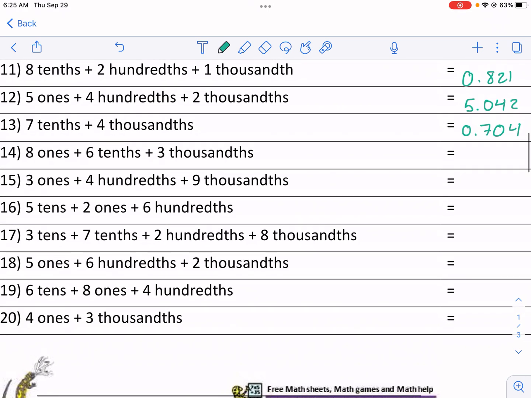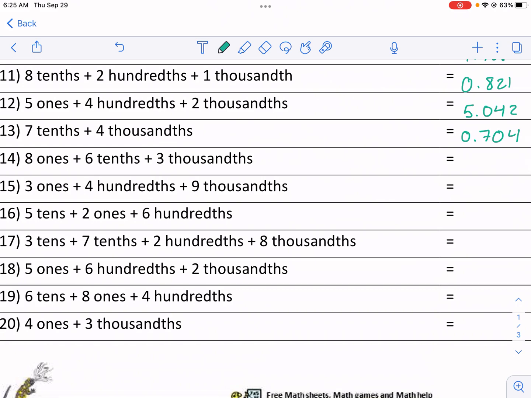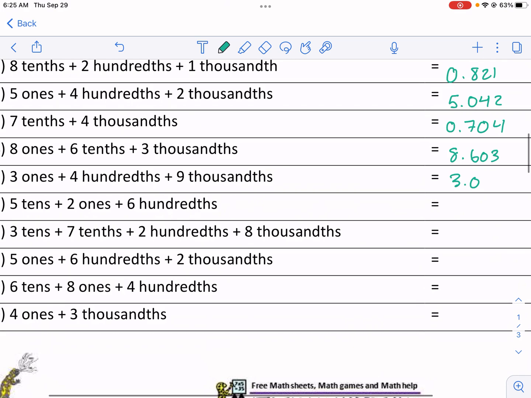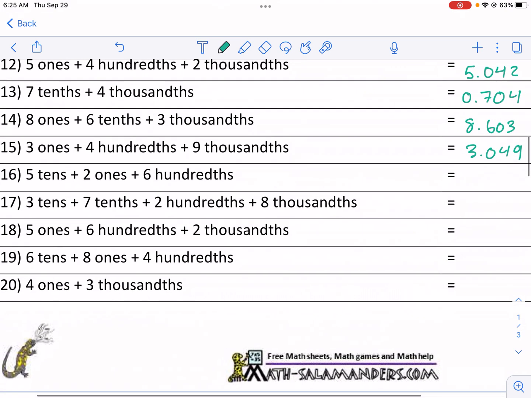I think we'll probably just finish this worksheet up. So for number 14, we have 8 ones, 6 tenths, and 3 thousandths. No hundredths there. Just make sure to keep track of which one is not present, and you're going to keep a 0 for that value. So 3.049 for the next one.